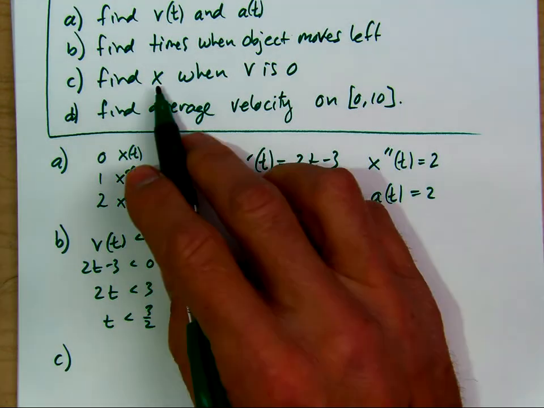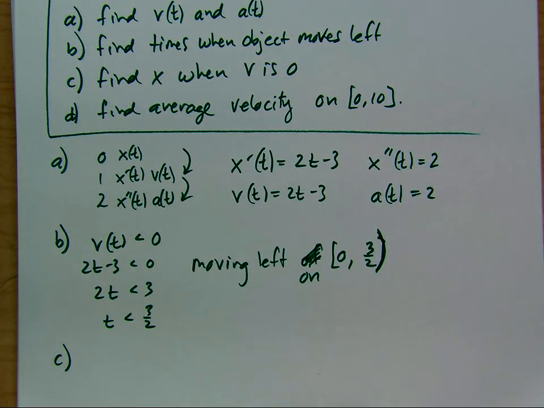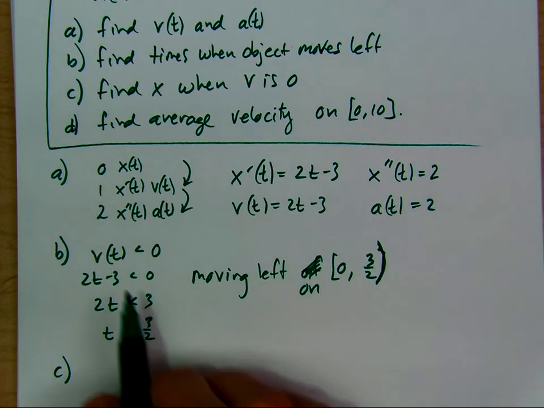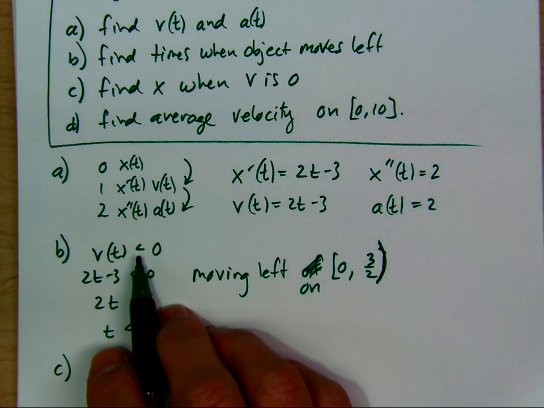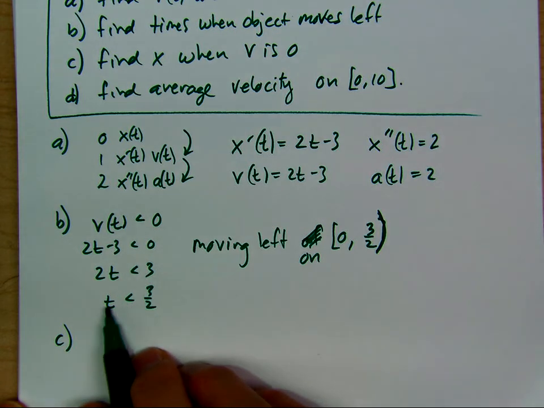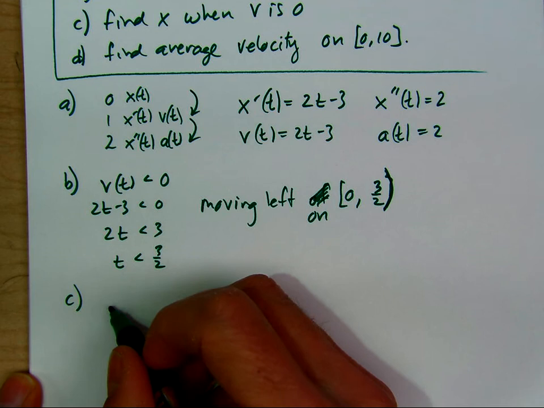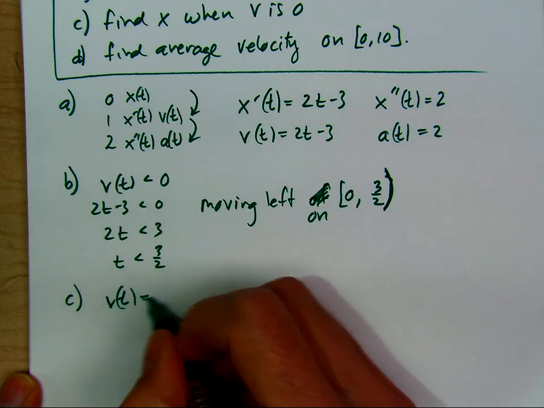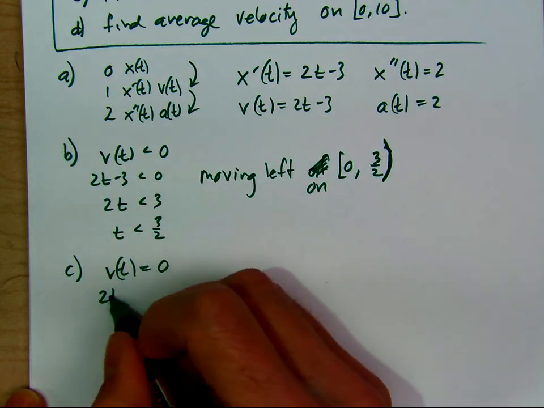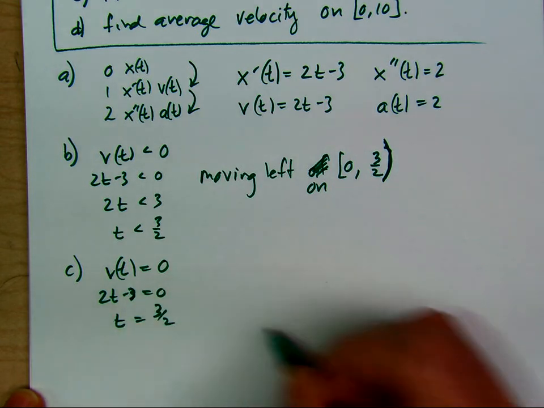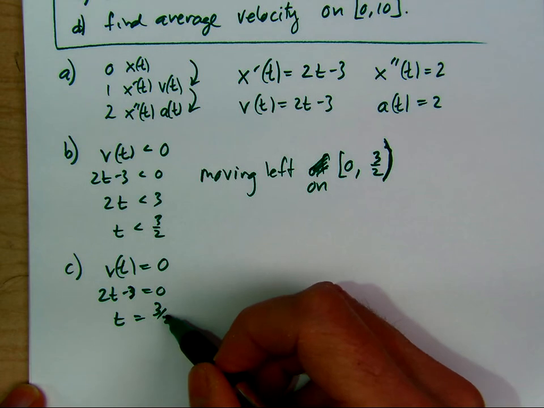Find x when v is 0. So we need to find out when velocity is 0. Well, we already did that. If this was an equation, we would put an equation here. We know at t equals 3/2, velocity is 0. If we just reworked that, we would say, when is velocity 0? 2t minus 3 equals 0, and we end up with t equals 3/2. We know velocity is 0 at t equals 3/2.